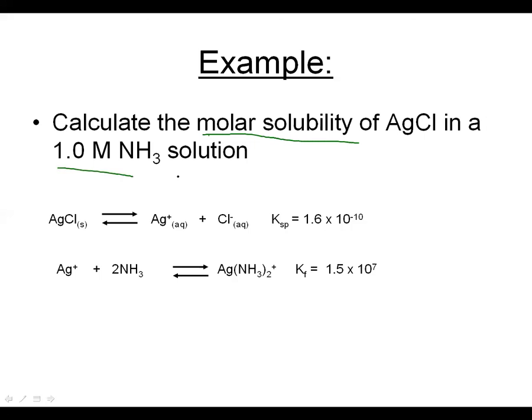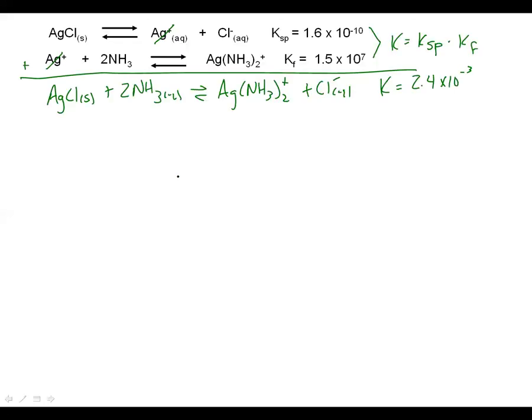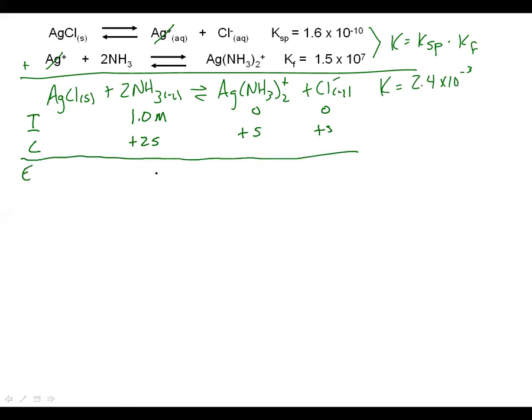The only number that we have is we're starting with 1 molar ammonia. So we will do our ice table here. This is going to be 1 molar as we have from the problem, 0 and 0. We're going to do our plus 2s, our plus s, and our plus s, right, which is our molar solubility. And at equilibrium, we will get 1 plus 2s, s, and s. Any question on that table?